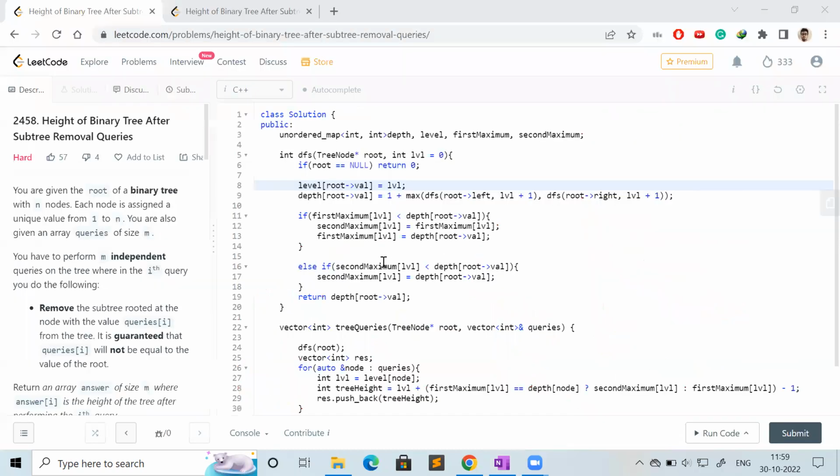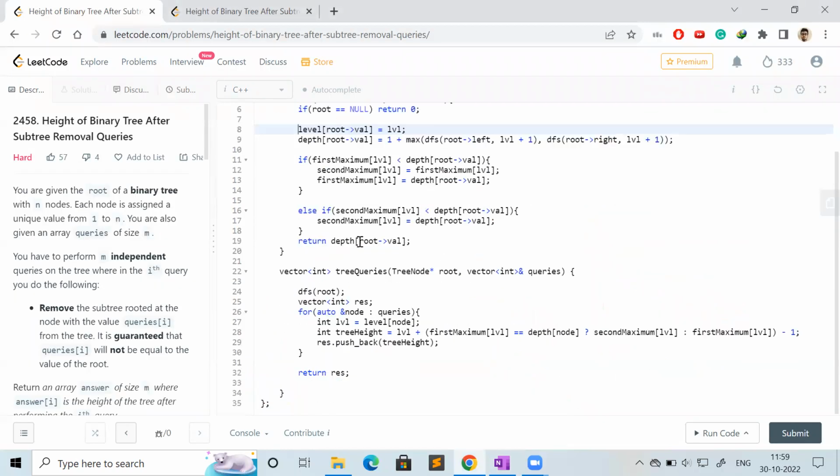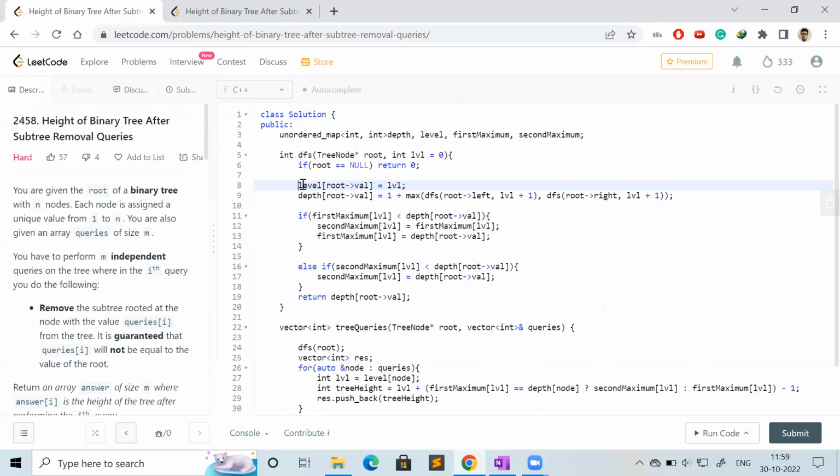So let's see the code. It will be far more clear. In this, first of all, we call the DFS. For each node, we store its level and the height and the depth. Depth is basically the height of each node, the same thing that we do to compute the height of a tree. Then for a particular level, we check if this node's depth is greater than the first maximum at that particular level. If it is, then we update the first maximum and the second maximum respectively. If the first maximum is greater than or equal to the depth of that node, then we check if second maximum is smaller or not. If it is, then we update the second maximum.